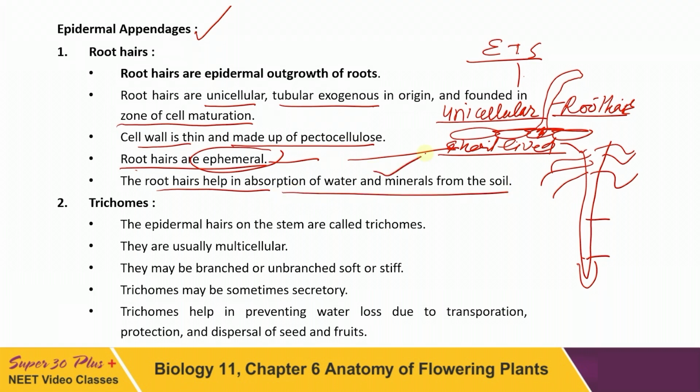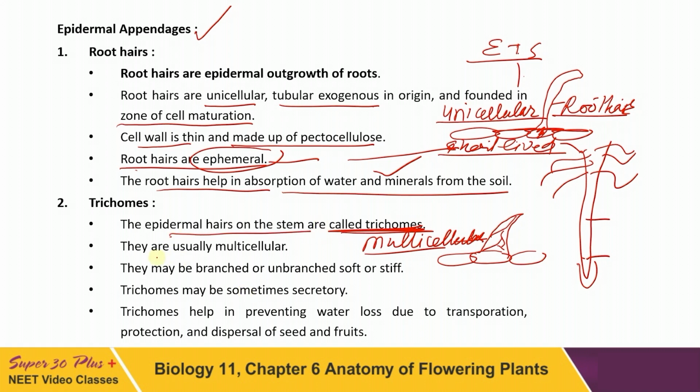Okay, come to the stem. If this is the stem, these are the epidermis of the stem. Some of the epidermal cells have outgrowths which are multicellular. Remember, these multicellular outgrowths are known as trichomes, also known as multicellular hairs. These are epidermal hairs on the stem, multicellular. They may be branched or unbranched, soft or stiff.